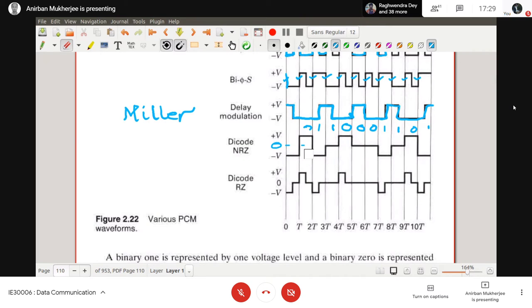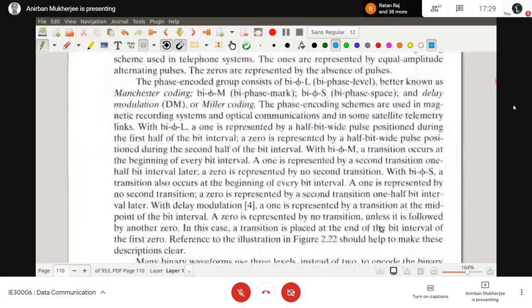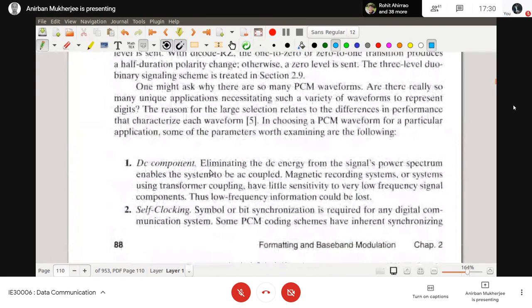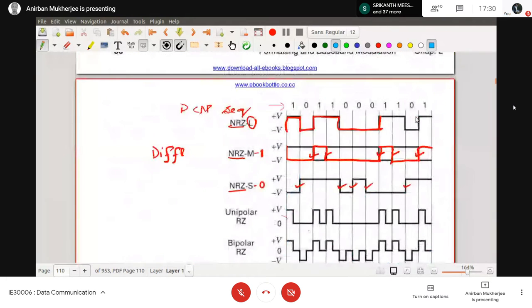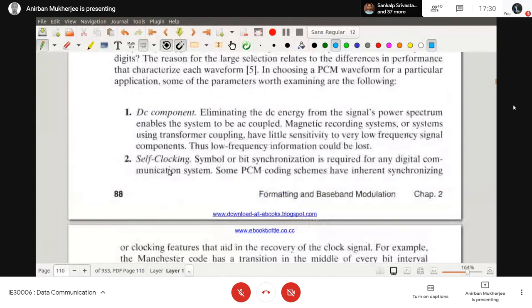Okay. Now the question is, I told you that there are different waveforms, but each waveform has its advantage and disadvantage. If you read these things, I basically explained this one. One is the DC component. That means what are the criteria that you should check when you are choosing one particular PCM waveform over others? What are the metrics? One is the DC component. We should not use that type of signaling scheme or PCM waveform which has a large DC component or large low frequency component, because then I cannot do the AC coupling.